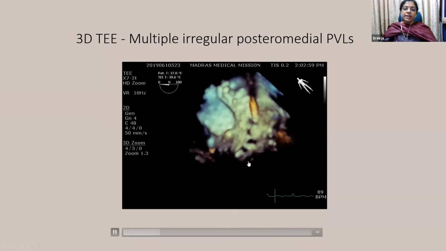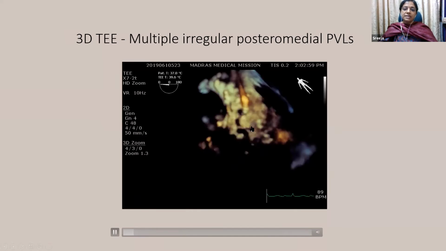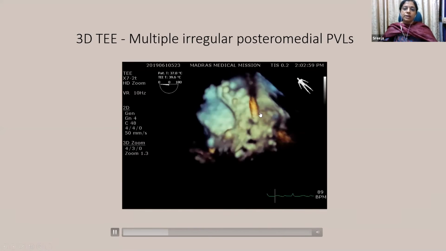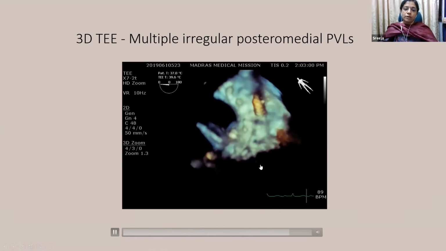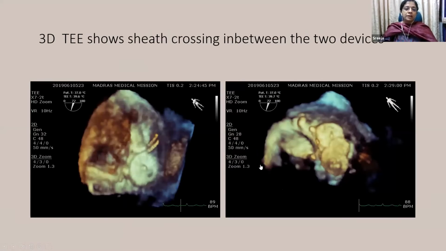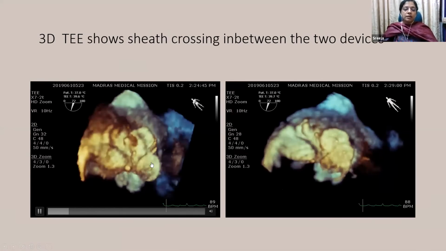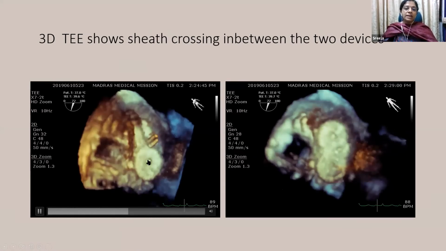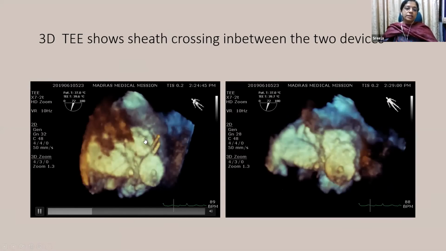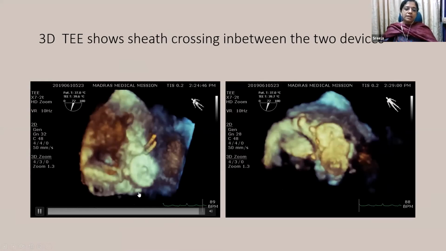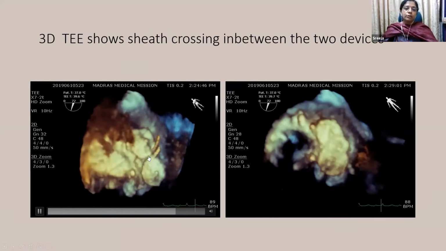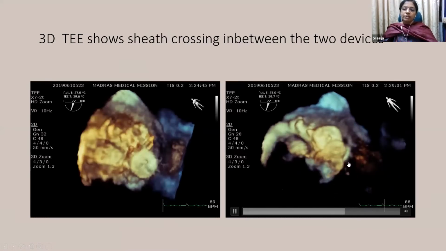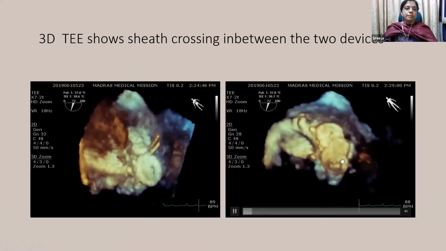When we go to 3D, you can see how clearly it is seen. There are multiple irregular shaped paravalvular leaks in the posterior location. You can see already a sheath which has gone across one of those leaks. 3D allows us to appreciate where the crossing of the wire or the sheath is. Sometimes it may be crossing anteriorly, especially when there is a large leak. Here you can see the crossing of the sheath in between the two devices which are already deployed, and that facilitates the deployment of a third device.